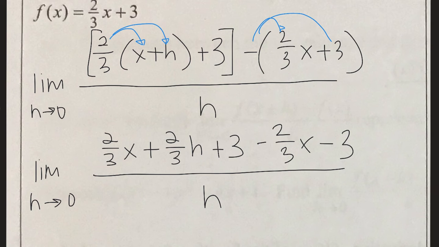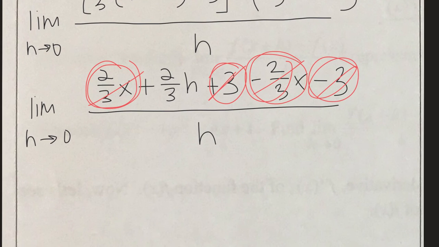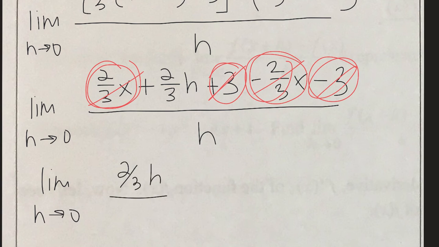So now I can look and think about things that will cancel. Here, 2/3 of x will cancel with the minus 2/3 of x, and my positive 3 will cancel with my negative 3. So I'm left with a pretty simple equation: the limit as h approaches 0 of 2/3 times h divided by h, which the h's will cancel out. So we're basically left with just the limit as h approaches 0 of 2/3.